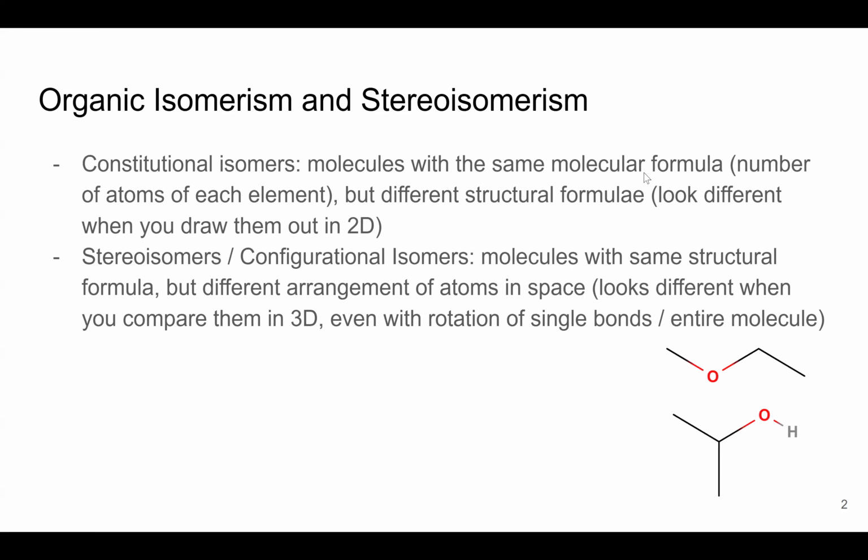The two molecules shown here are constitutional isomers. As you can see, they have the same numbers of carbon, oxygen, as well as hydrogen. However, when you draw them out, they look different in two-dimensional space. The first one has two carbons together, while for the second one, the three carbons are together. So obviously the skeletons of these two molecules look different to begin with.